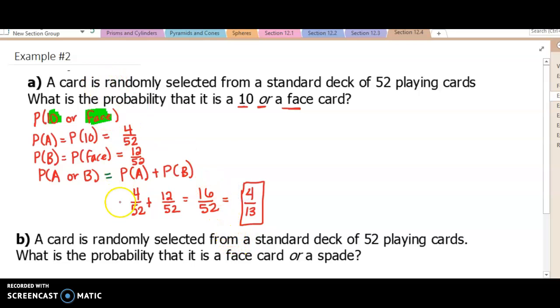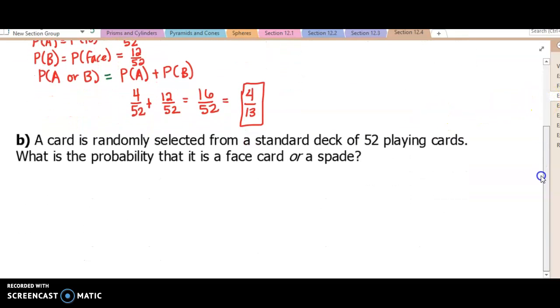Okay, now I want you to do part B on your own, and I want you to think through it. Ask yourself, is it disjoint or is it overlapping? And that will tell you which formula to use.